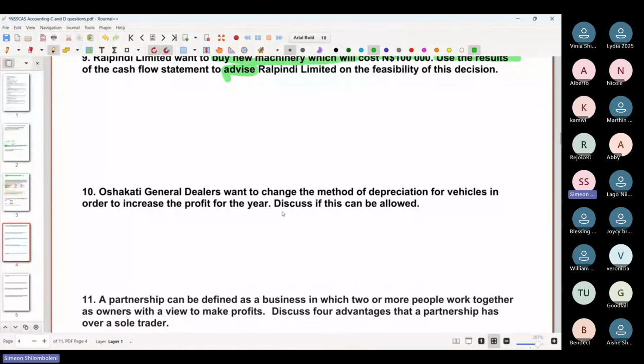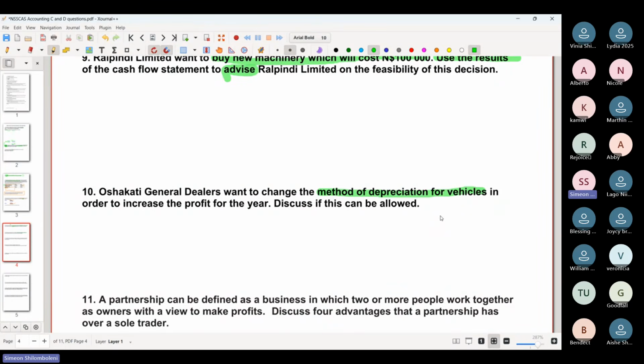Oshakati General Dealer wants to change the method of depreciation for vehicles in order to increase the profit for the year. Discuss if this can be allowed. What is the one thing that we are looking at here? We are looking at the method of depreciation. Now, a method of depreciation can be changed. Method of depreciation can be changed practically.